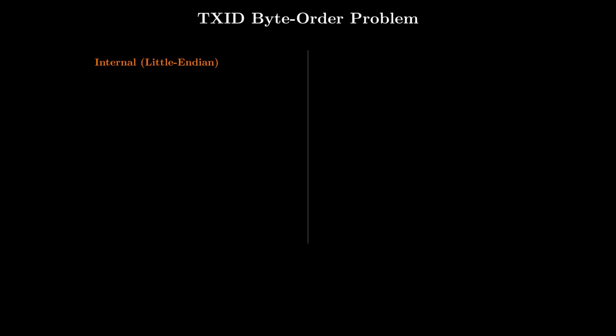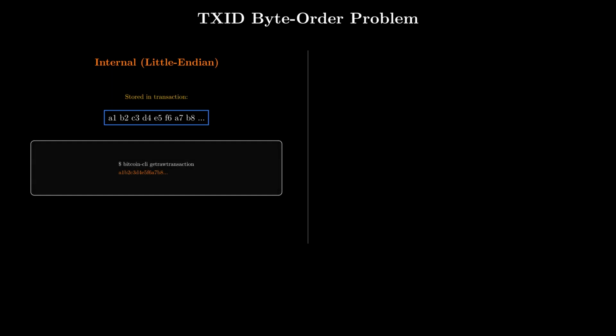On the left, we have the internal representation, little endian. A developer extracts txid bytes from an outpoint in raw transaction data. The bytes start with A1, B2, C3, D4, E5, F6, A7, B8, and so on. They paste this directly into Bitcoin client get raw transaction. The result? An error, no such mempool or blockchain transaction. The txid looks perfectly valid, but the lookup fails.